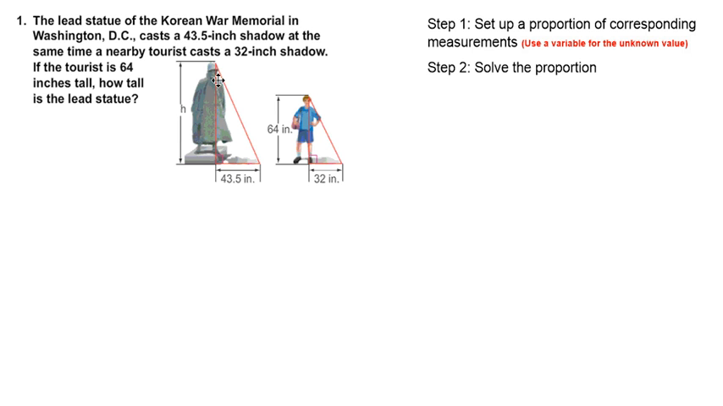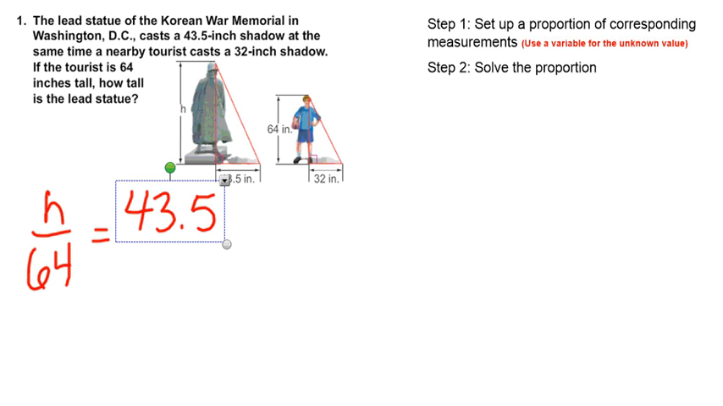So the height is going to correspond with the height of the tourist, and the shadow of the statue is going to correspond with the shadow of the tourist. So we're going to set up a proportion of the height of the statue, which we don't know, so we're going to call it h, over the height of the tourist, which was 64 inches. And then we're going to set up the ratio of their shadows. So the shadow of the statue is 43.5 and the shadow of the tourist is 32 inches.